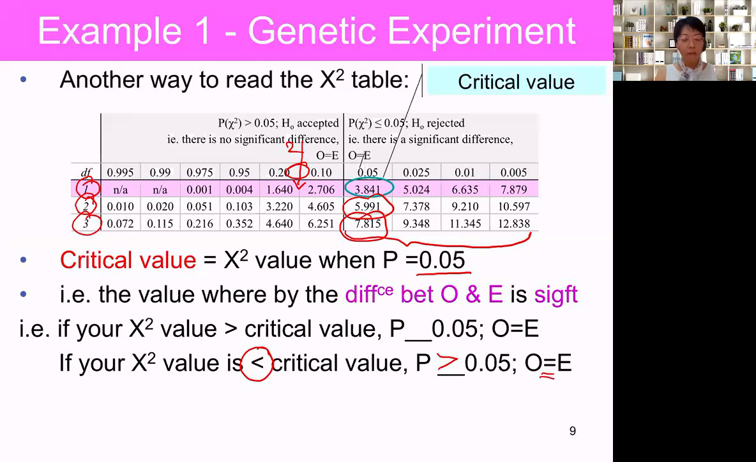Now, what happens if your chi-square value is more than the critical value? That means your chi-square value is located on the right side of your critical value in the graph. Right side means the rejection zone already. So the probability is less than 0.05. Therefore, O is significantly different from E. So this is the conclusion that you need to make. It's very, very easy. The cut-off point is 0.05 and above.